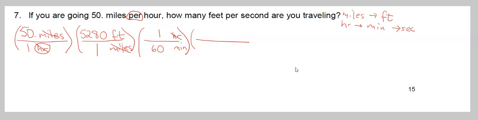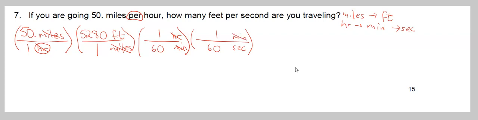And then finally, again, I want to cancel minutes. Minutes is currently in the denominator. That means if I want it to cancel, I will need to put it in the numerator. Put seconds down here. And then I would say in 1 minute, there are 60 seconds. Again, 1 minute equals 60 seconds. And then minutes will cancel.